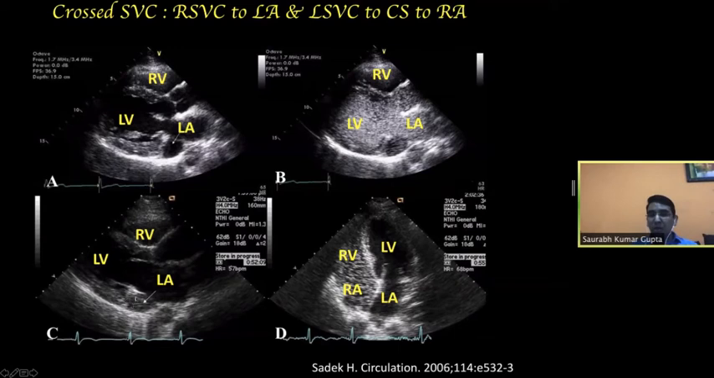As you can see over here, when the contrast is injected on the right side, nothing is filled. The coronary sinus doesn't fill, LA doesn't fill, and LA-LV are filled. But when the injection is made on the left side, then it fills the right atrium. So it is crossed SVC: right SVC anomalous to LA, left SVC normally connecting to RA. And this was published in Circulation in 2006, again elegantly picked just by simple saline contrast echocardiography.